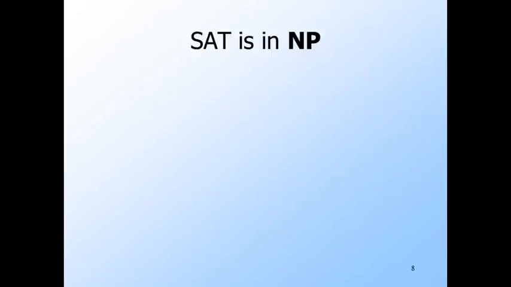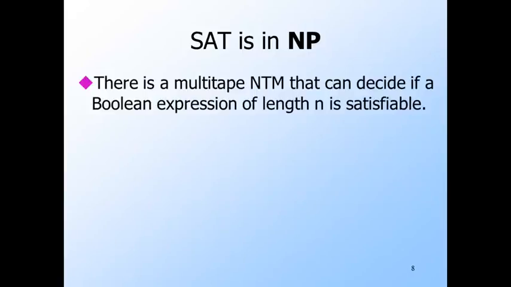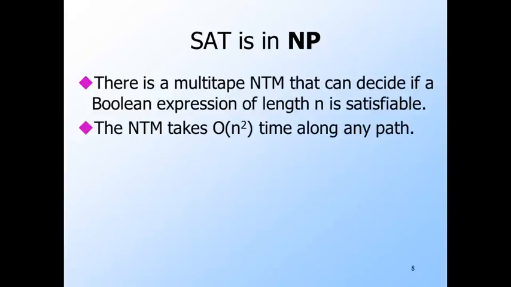Generally, the easier part of proving a problem NP-complete is proving it is in NP. Generally, you just guess a solution and then in polynomial time you check it. And the SAT problem is no exception. We need to describe a non-deterministic Turing machine that can take a coded Boolean expression as input and tell if it is satisfiable. And of course, the non-deterministic machine must be polynomial time-bounded. In this case, order n squared time suffices.